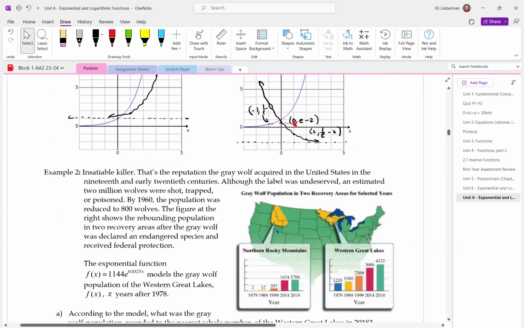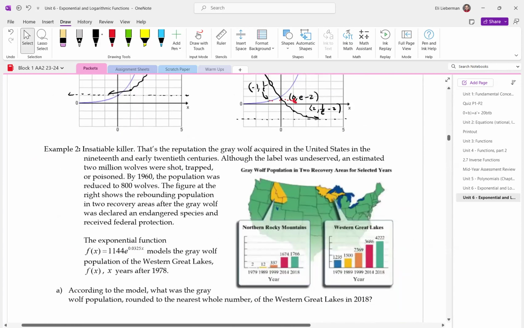Okay, let's do some applications. Insatiable killer. Is there a question before I move on? That's the reputation the gray wolf acquired in the United States in the 19th and early 20th centuries. Although the label was undeserved, an estimated 2 million wolves were shot, trapped, or poisoned. By 1960, the population was reduced to 800 wolves, starting at more than 2 million. Wow. The figure at the right shows the rebounding population in 2 recovery areas after the gray wolf was declared an endangered species and received federal protection.